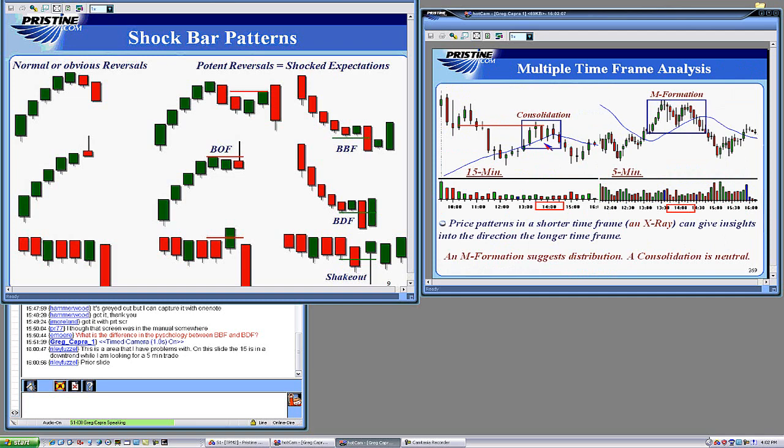We look inside of higher time frames, drill down to see what's happening inside of them. So here on this 5-minute chart, I can see this M formation, which is signaling distribution, whereas on the 15-minute, I've just got overlapping bars. Again, going down to smaller time frames can give us insights into what's happening on a higher time frame.